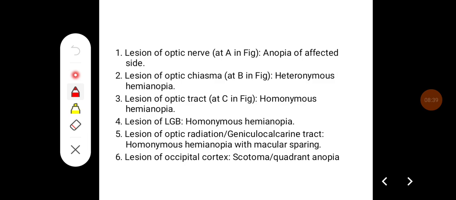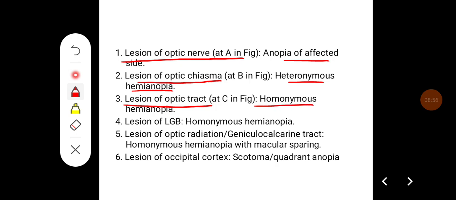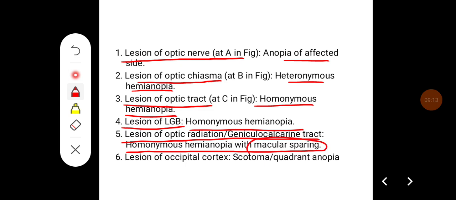The diagram shows the lesion of the optic nerve in figure A, which leads to anopia. Lesion in the optic chiasma leads to heteronymous hemianopia. Lesion in the optic tract will lead to homonymous hemianopia. Lesions in the lateral geniculate body lead to homonymous hemianopia. Lesion in the optic radiation, that is the geniculocalcarine tract, also leads to homonymous hemianopia, but with macular sparing, whereas lesion of the optic cortex can lead to scotoma or quadrantanopia.